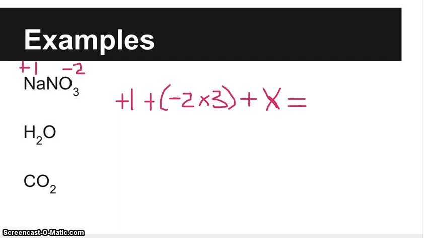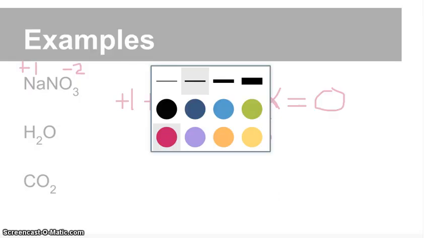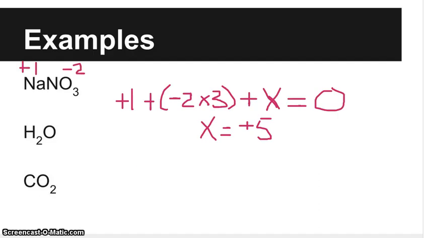So I've got to figure out what nitrogen's oxidation state is. And overall, when I add all these up, I have to get to 0. So if I were to do that, solving for x is, again, going to equal positive 5. That means the oxidation state on nitrogen, which is the harder one to see in this case, is going to be positive 5.